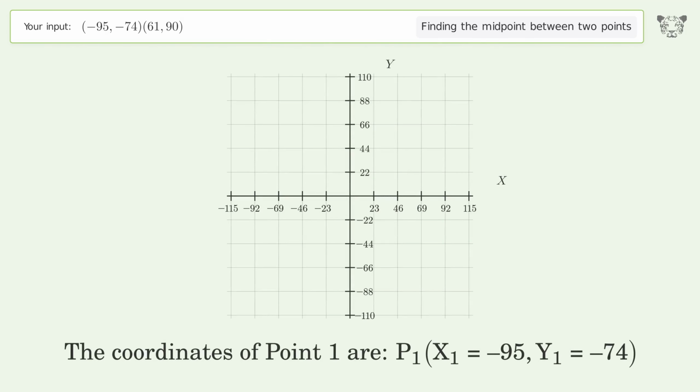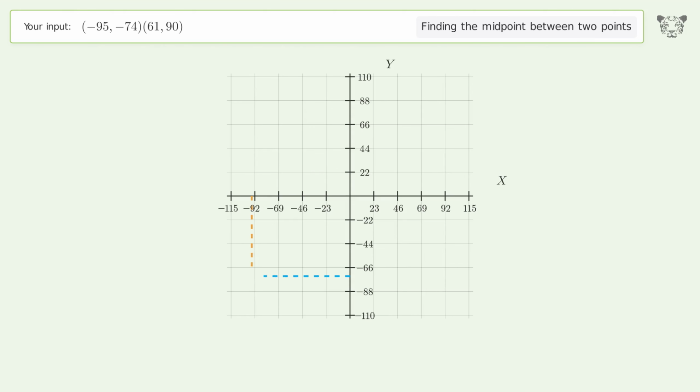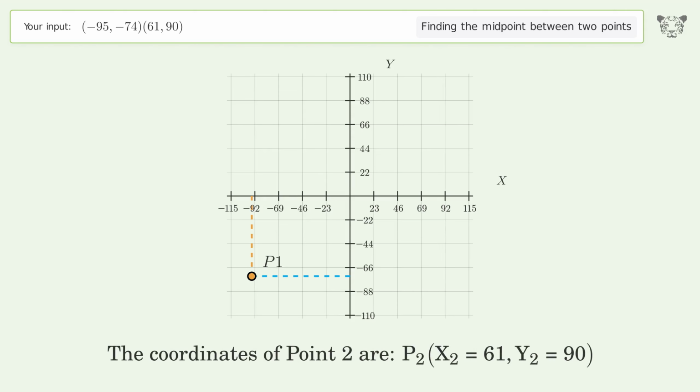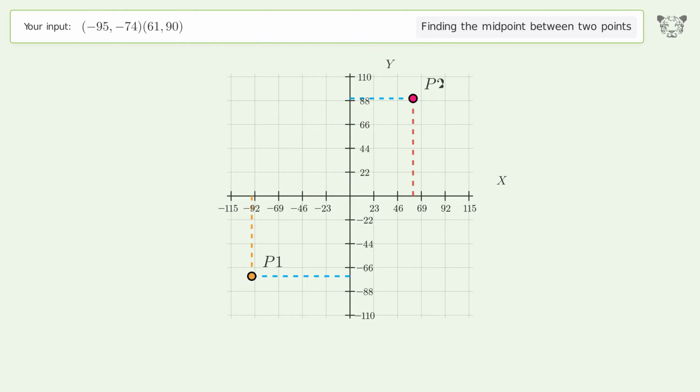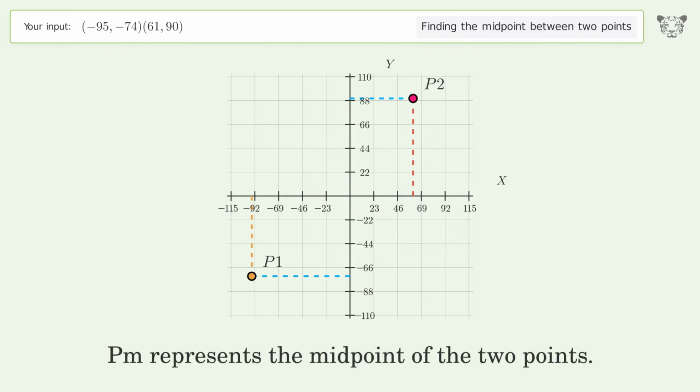The coordinates of point 1 are x1 equals negative 95, y1 equals negative 74. The coordinates of point 2 are x2 equals 61, y2 equals 90. PM represents the midpoint of the 2 points.